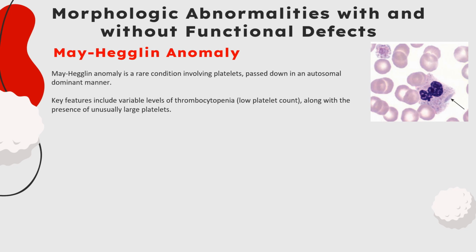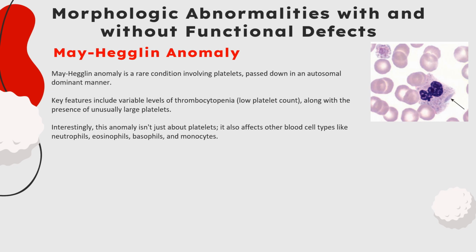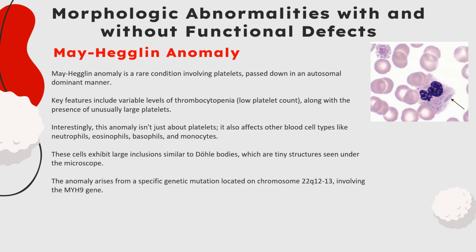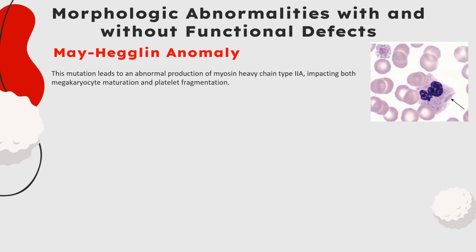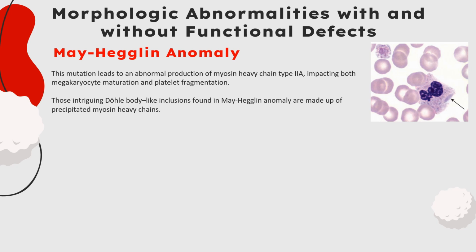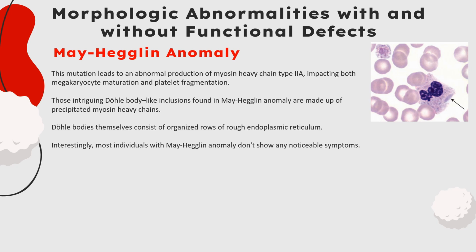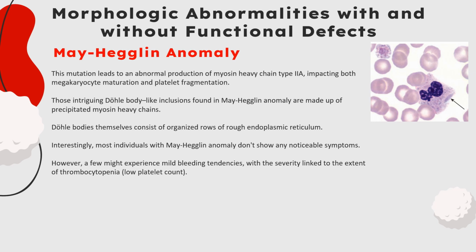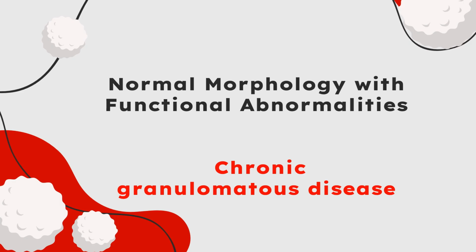But here's the twist: May-Hegglin anomaly doesn't only affect platelets. It also impacts other blood cell types like neutrophils, eosinophils, basophils, and monocytes. These cells exhibit intriguing inclusions similar to Döhle bodies, a microscopic wonder. This anomaly is caused by a specific genetic mutation involving the MYH9 gene located on chromosome 22q12-13. The mutation leads to abnormal production of myosin heavy chain type IIA, which affects both megakaryocyte maturation and platelet fragmentation. Those fascinating Döhle body-like inclusions are made up of precipitated myosin heavy chains. Interestingly, most individuals with May-Hegglin anomaly don't show noticeable symptoms. However, a few might experience mild bleeding tendencies.